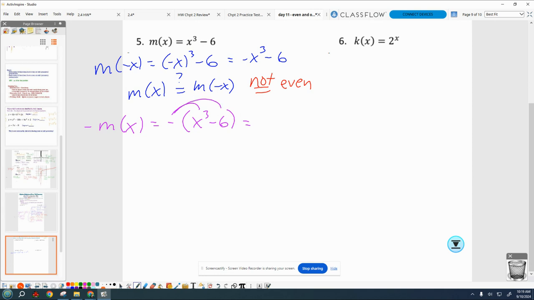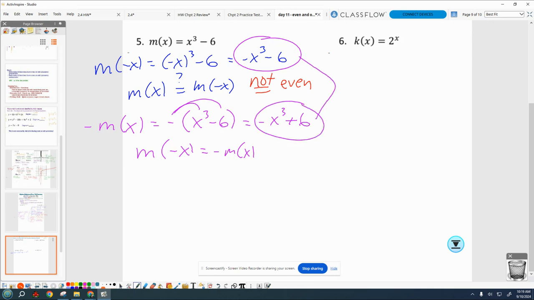Distributing the negative, what do I get? Sonia, what do I get when I distribute the negative? Negative x cubed plus 6. Kylie, does m of negative x, so this stuff, does that equal negative m of x? Does it equal? No. Therefore, what kind of symmetry does it have? Neither or none.